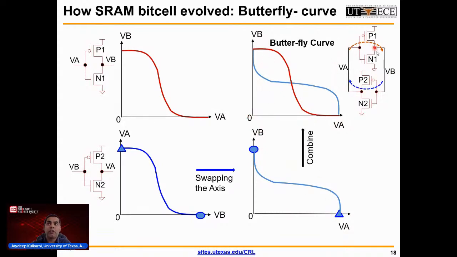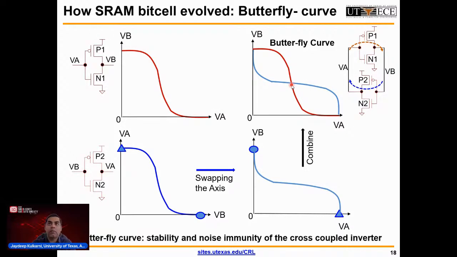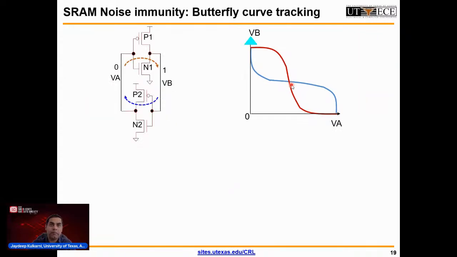And this brings us to something called the butterfly characteristics of an SRAM bit cell. The blue and the green, these two lobes are like the wings of a butterfly, and hence the name butterfly curve. So how exactly does this butterfly curve give us the bit cell stability?